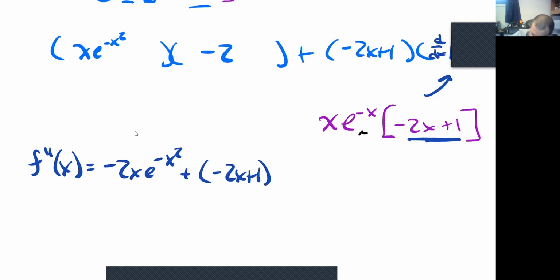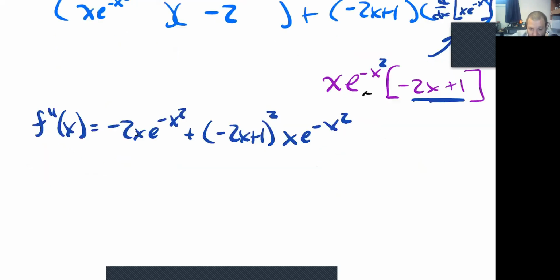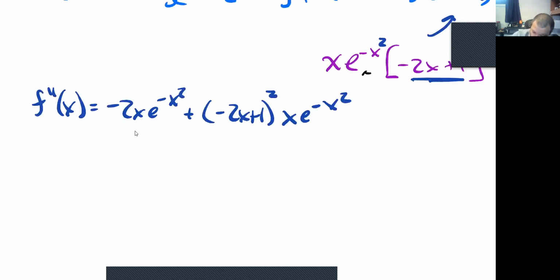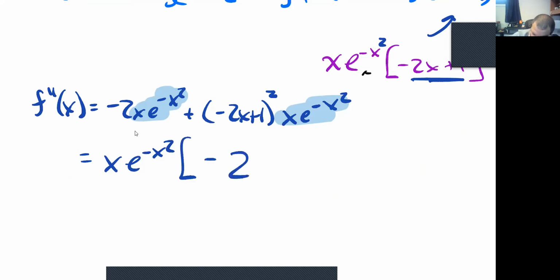So that's going to be squared. We have an x e to the negative x squared. Again, we can see that we have some common factors. I have an x e to the negative x squared that appears twice. So we would pull out x e to the negative x squared. We'd be left with negative 2 plus negative 2x plus 1 whole thing squared.